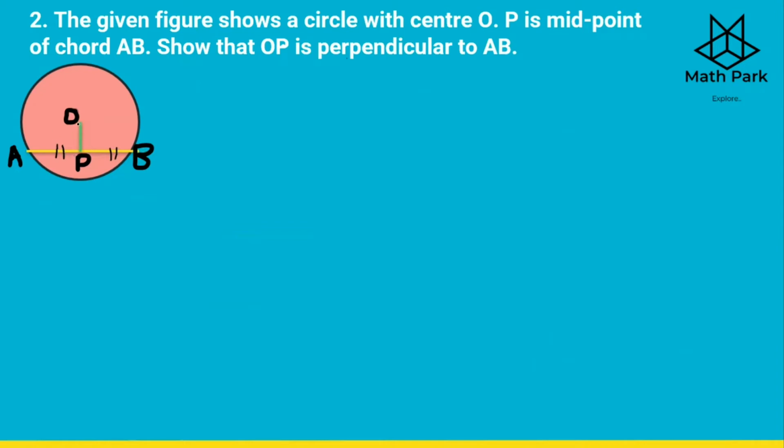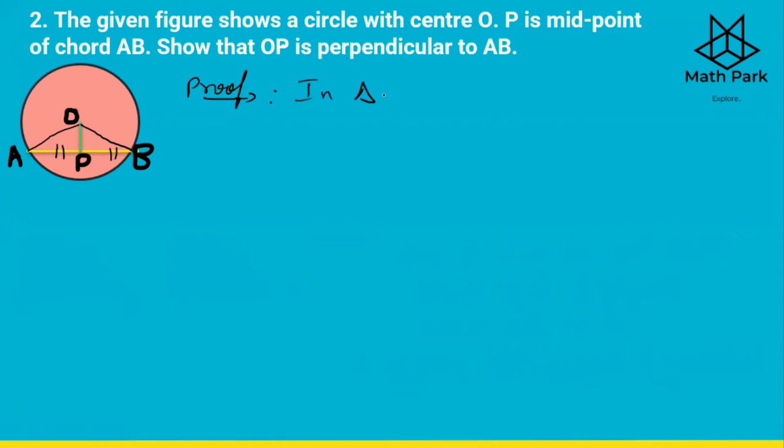So what we do here, we join OA and OB. And to prove that this is a right angle, first let us prove these two triangles congruent. So you are given a circle with center O, and AB is the chord and P is the midpoint. So let us start with the proof of this question.